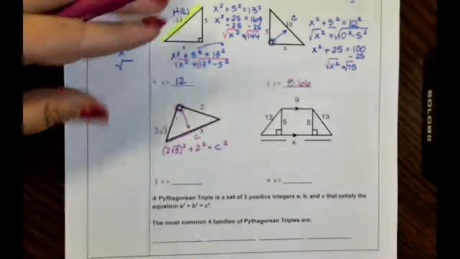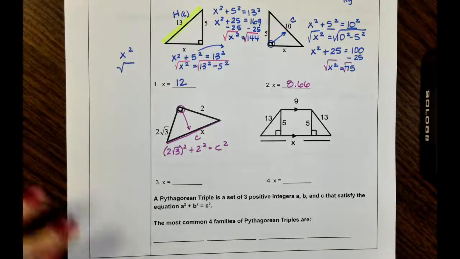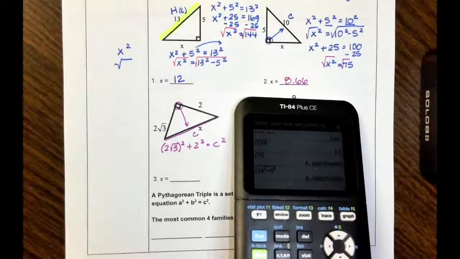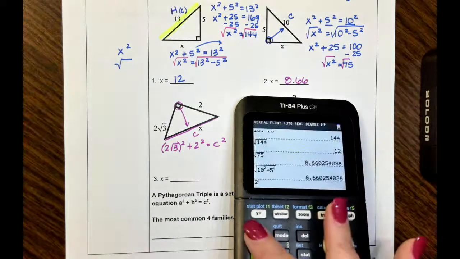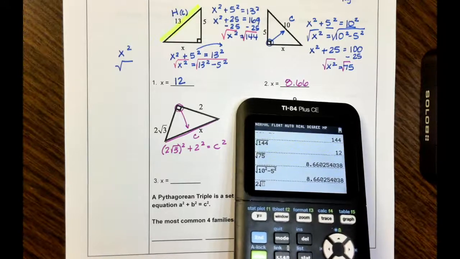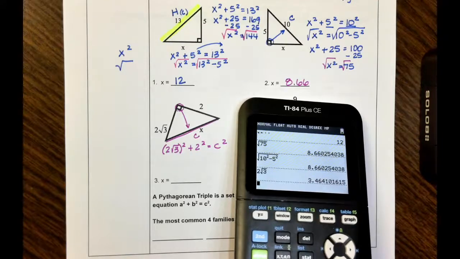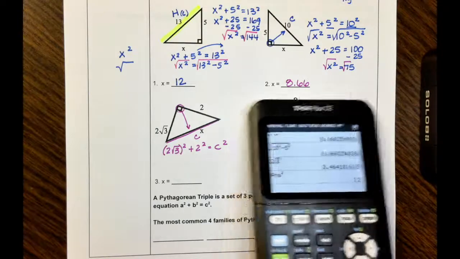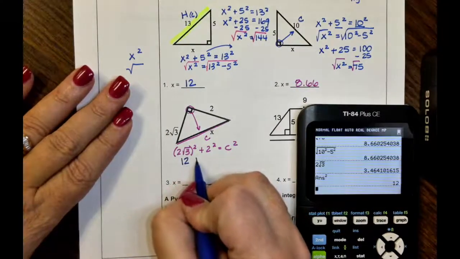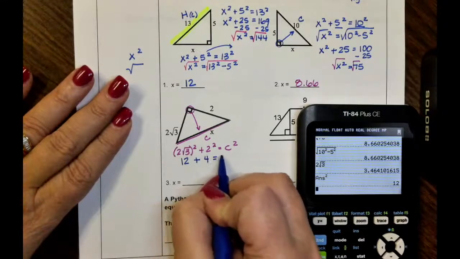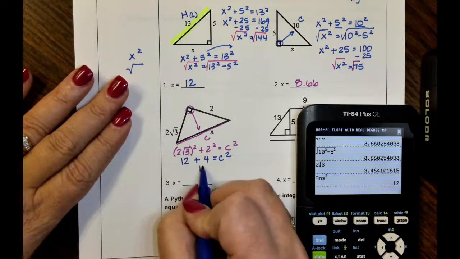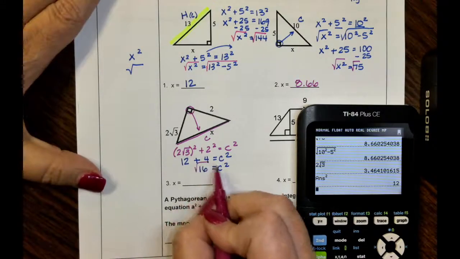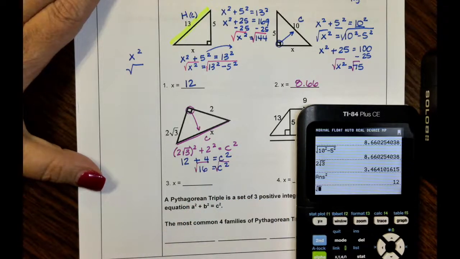So 2 root 3, the easiest thing to do is to type in 2 times the square root of 3 on your calculator and hit enter. Then hit squared. So that is 2 root 3 squared. So 2 root 3 squared is 12, plus 2 squared is 4, equals c squared. 12 plus 4 is 16, which is equal to c squared. Take the square root of both sides when you get down to the end of it, and the square root of 16 is 4.